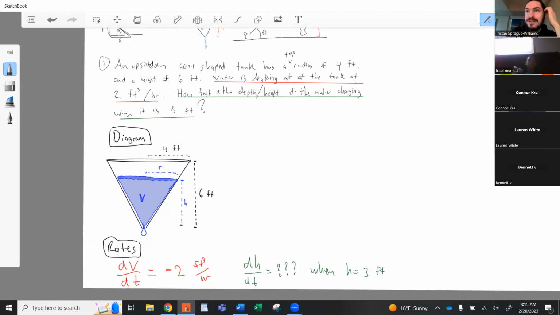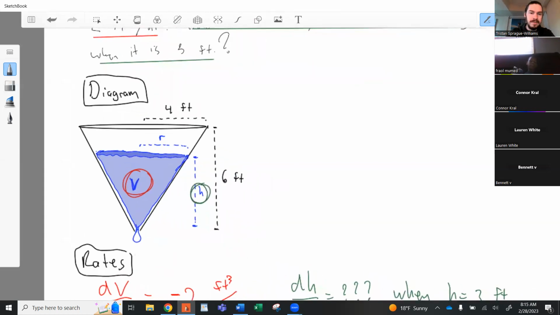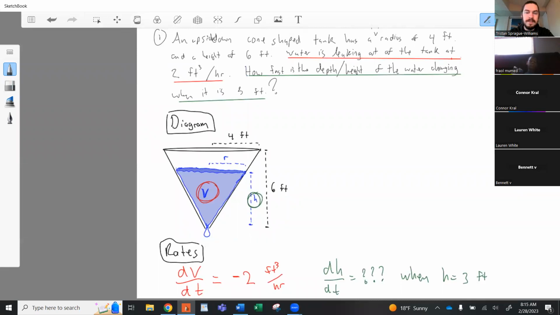Okay, all going okay so far? We've got our diagram, we've got our identified rates. Now, identifying the rates is helpful because it gives us a direction. It tells us what is the information we know and what is the information we're trying to find out. But now we need to get back to this relationship between the variables. We know that the primary variables we care about are the volume of the water and the height of the water. So we'd like to see if we can find a relationship between those, okay?